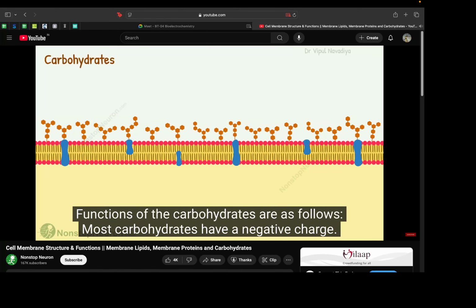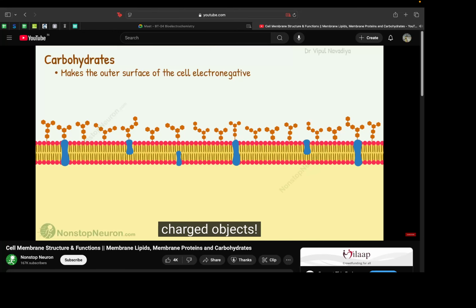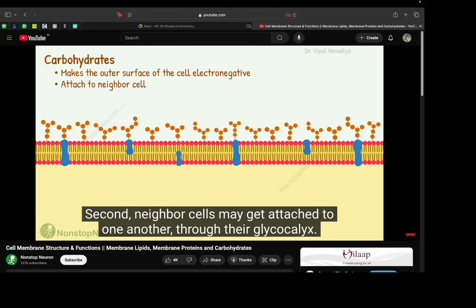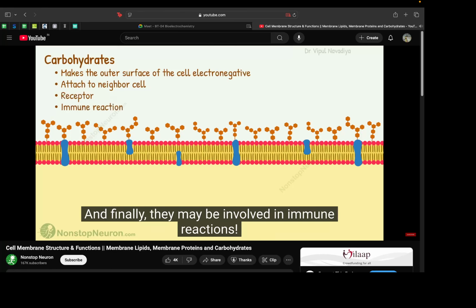Functions of the carbohydrates are as follows. Most carbohydrates have a negative charge, so they make the outer surface of the cell electronegative, which repels other negatively charged objects. Second, neighbor cells may get attached to one another through their glycocalyx. They may serve receptor functions. And finally, they may be involved in immune reactions.